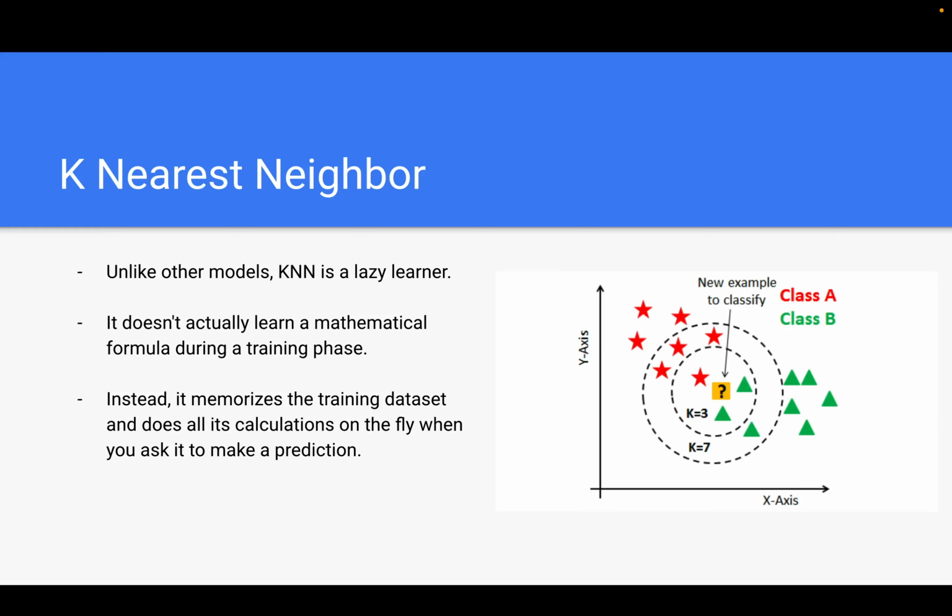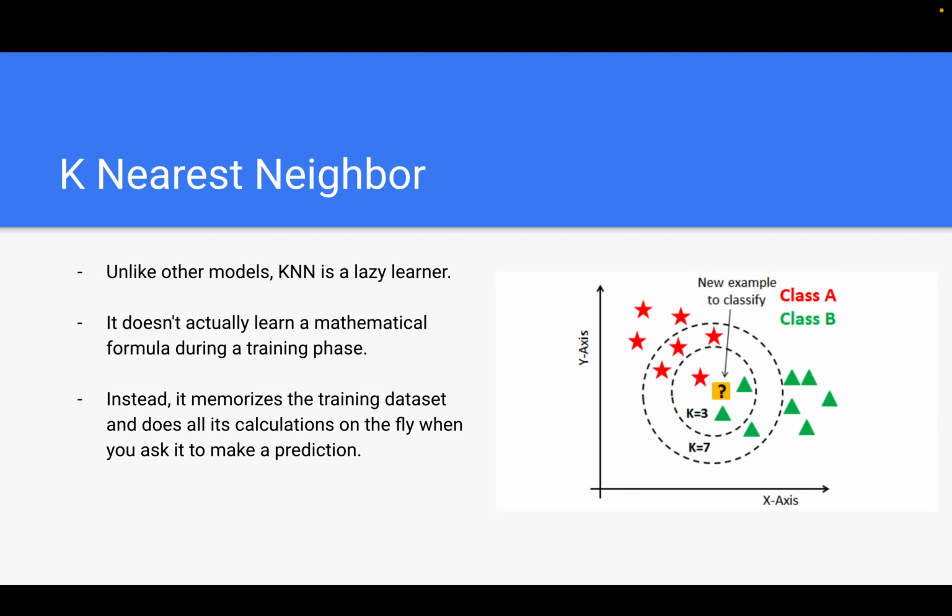Unlike other models like linear regression or logistic regression, which use parameters that, during the training phase, undergo gradient descent to identify the parameters, KNN is a lazy learner. It doesn't learn any mathematical parameters. It basically just stores the data set, and on the fly during the prediction phase, it calculates which data points are closest to the new data point.